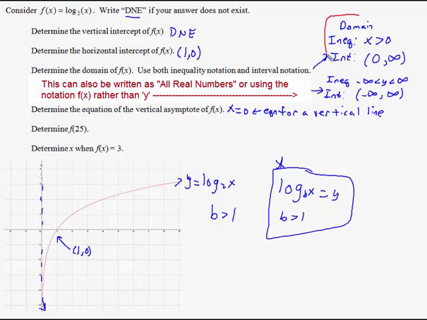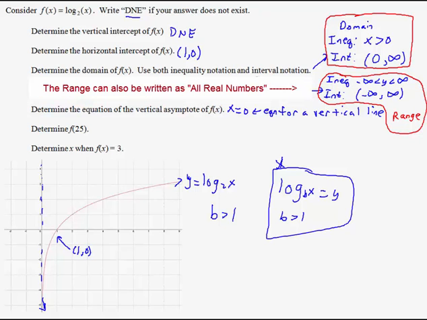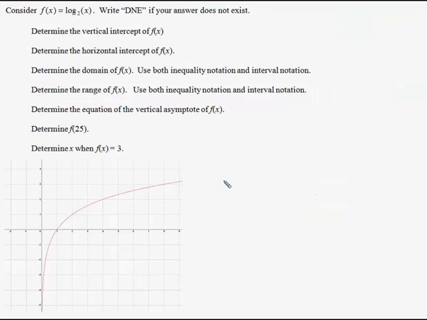My domain is this in inequality and interval notation, and my range, since I'm running out of room here, my range would be all of this, both in inequality notation and interval notation. So I answered this one, this one, this one, and this one. What's left is I need to answer what f of 25 is and determine x when f of x is 3. So now that I cleared the board, I want to first find f of 25.